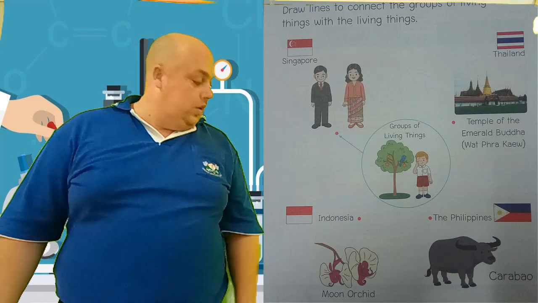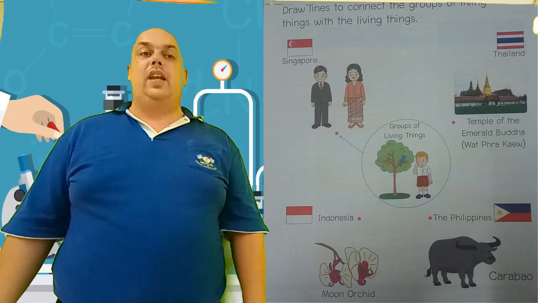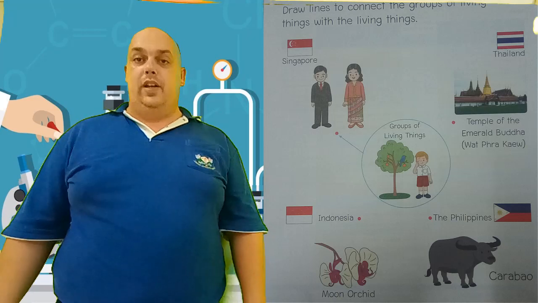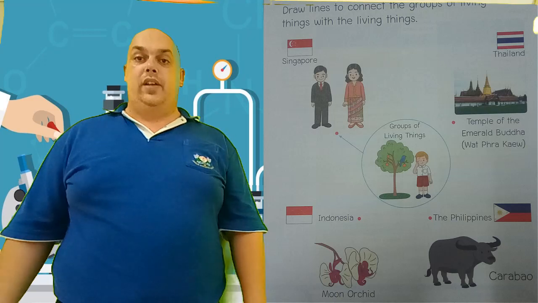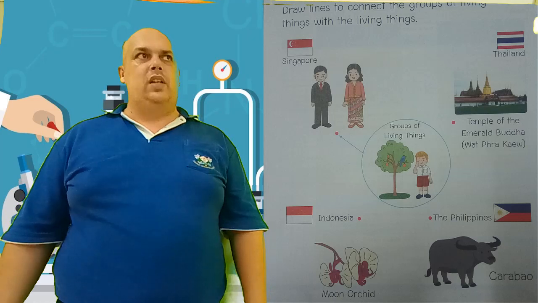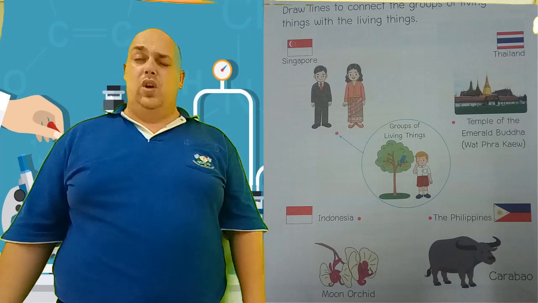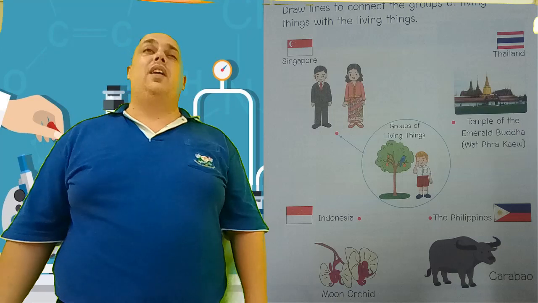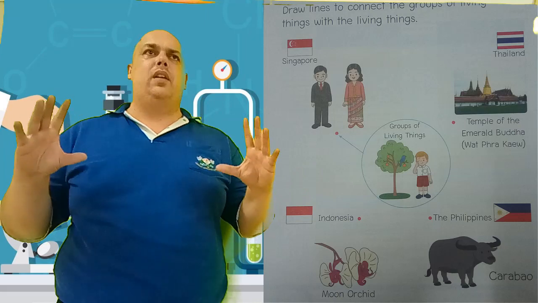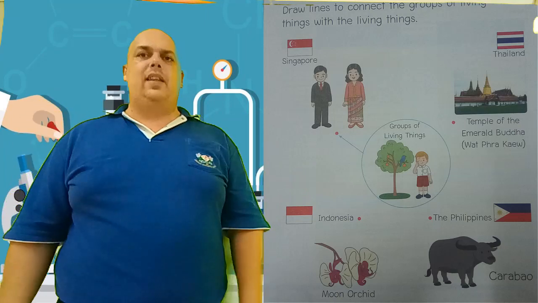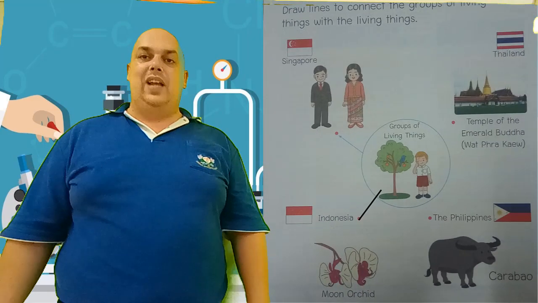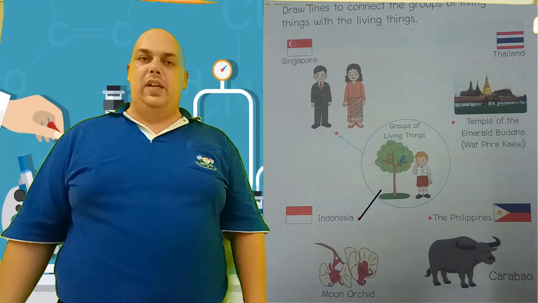Okay. Then we go to the flower. Yes, Indonesia. And Indonesia has the moon orchid. Is a flower a living thing? Let's think. Well, it grows and flowers can spread and make small flowers that get bigger and bigger and bigger. Yeah, I think a flower is a living thing. So let's draw a line from the flower to the circle in the middle.